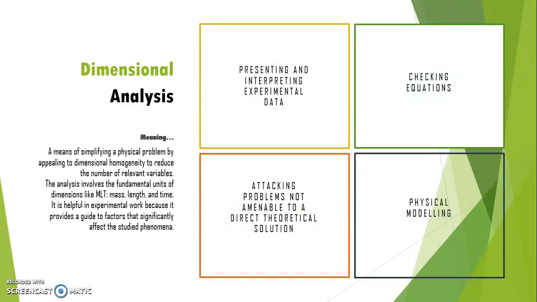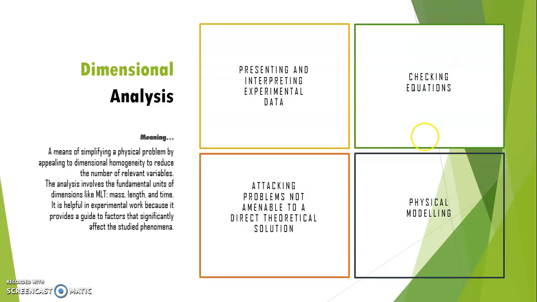So next, we're going to talk about dimensional analysis. So what is dimensional analysis? It is a means of simplifying a physical problem by appealing to dimensional homogeneity to reduce the number of relevant variables. The analysis involves the fundamental units of dimensions like MLT: mass, length, and time. It is helpful in experimental work because it provides a guide to factors that significantly affect the studied phenomena.